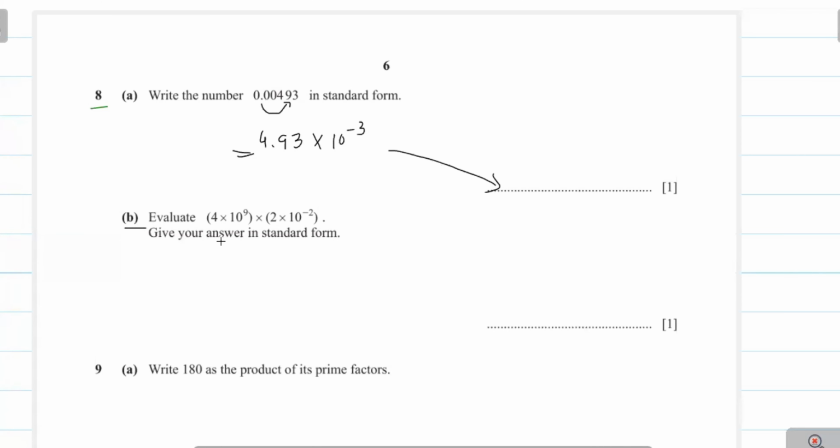Part B, evaluate this number. You see here, firstly, we will multiply the whole numbers. That's 4 times 2, which is 8. And then we multiply 10 to the power 9 by 10 to the power minus 2. These numbers have the same base, so we add the powers. Therefore, we get 8 times 10 to the power minus 7. And this is the answer.